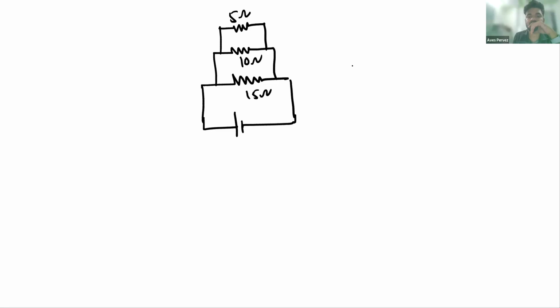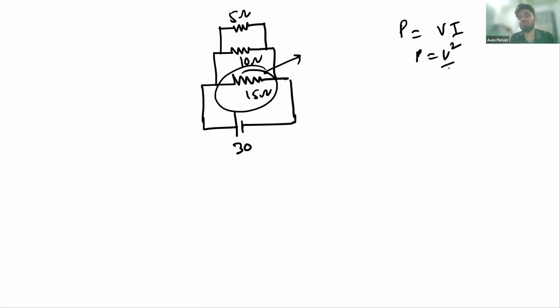1 by R plus 1 by 5 plus 1 by 10 plus 1 by 15. Yes, you will do. No need to calculate, because 30 volt is being reached. If I ask you to calculate the power by this one, we have three formulas. P is equals to VI, V by R, P is equals to V square by R, and P is equals to I square R.